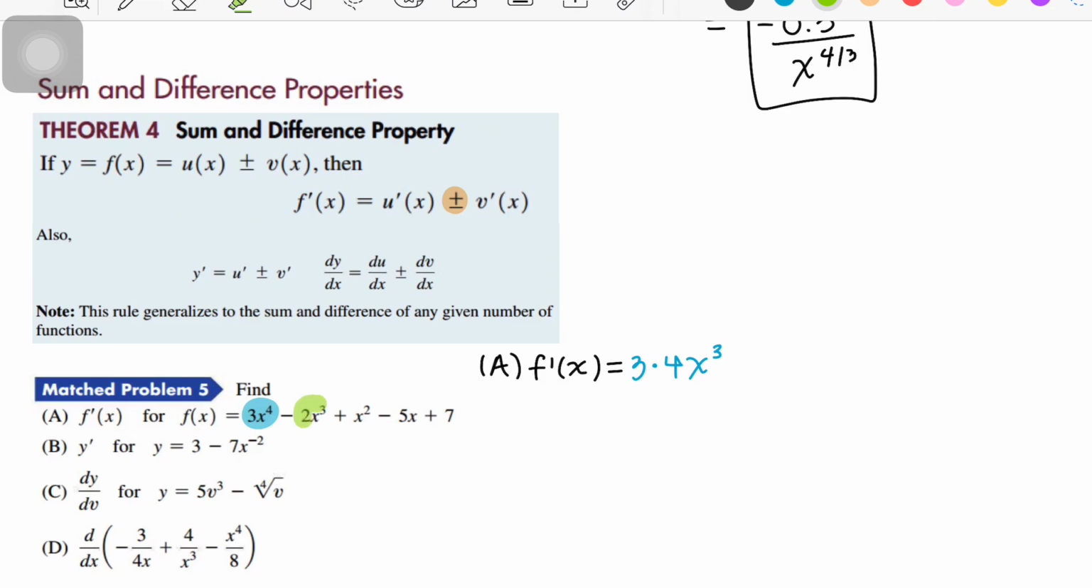Then we can do the same thing for our 2x cubed here. And don't forget we're subtracting that out, so we keep that minus sign there. Constant multiple tells us that 2 stays there. Power rule tells us the 3 comes down in front. And then we have x to the power 3 minus 1, which is 2.